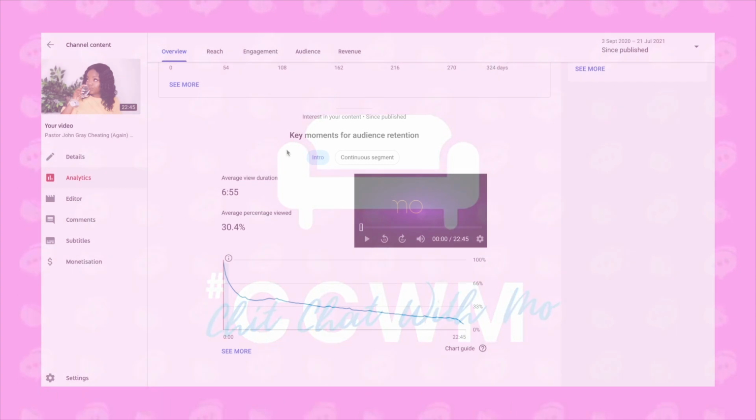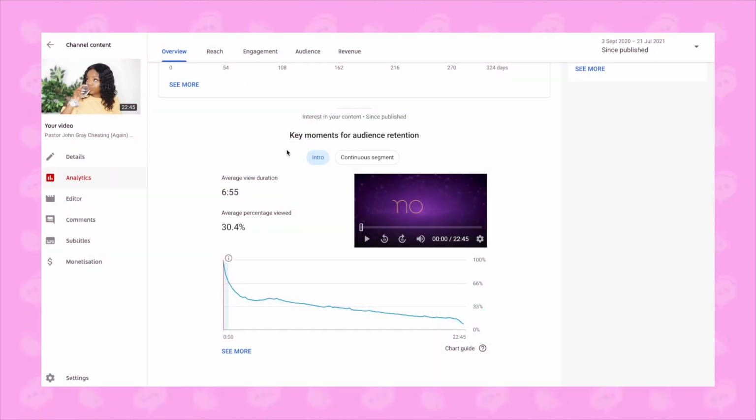Something different going down. The money side of YouTube, where the money resides. For this video, the John Gray video, average view duration was 6:55. So it's like, okay, cost per thousand, but also how long people are staying on your videos to watch those ads.